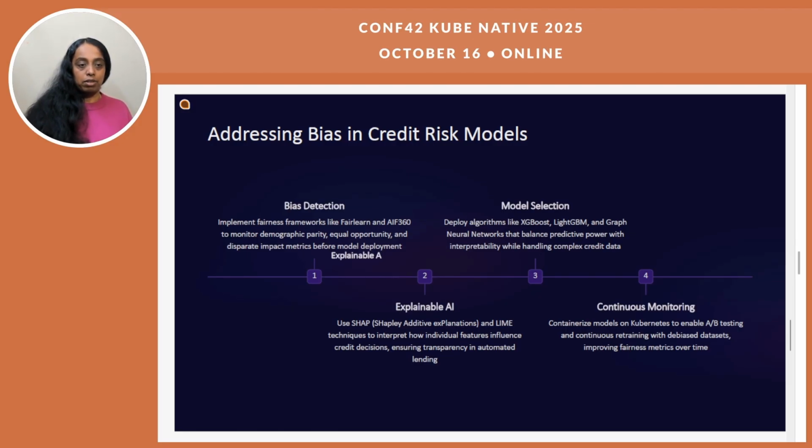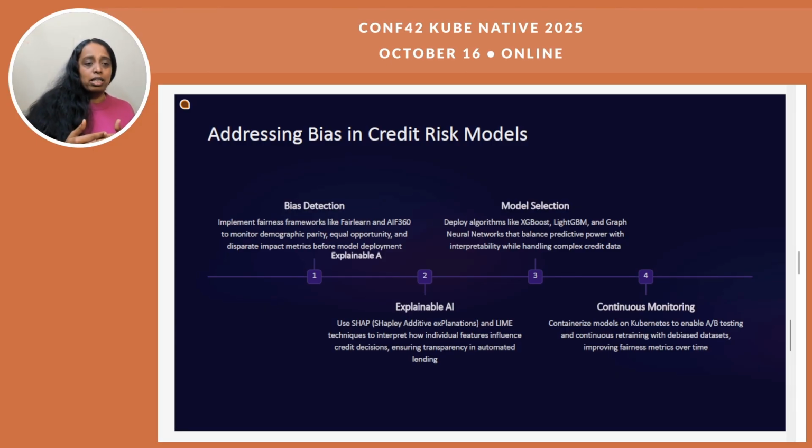behavior or creditworthiness. This comprehensive approach of detecting bias, having explainable AI, knowing which models are used, being cognizant of the models that are being selected, and continuous monitoring of what these models are resulting in or showing will help in reducing the bias.